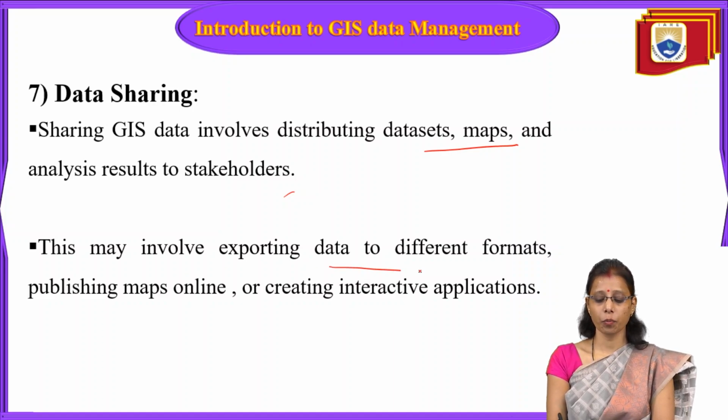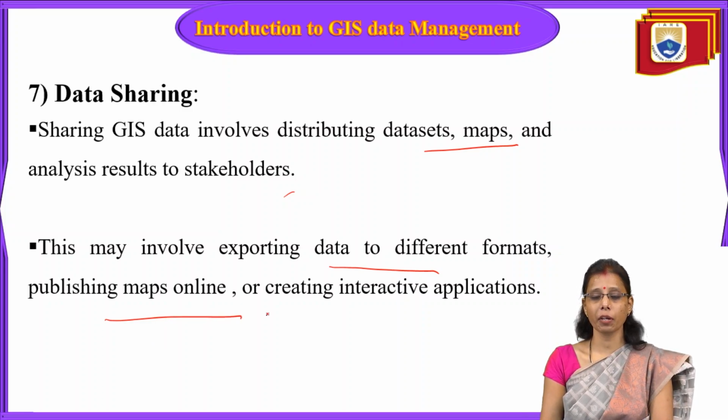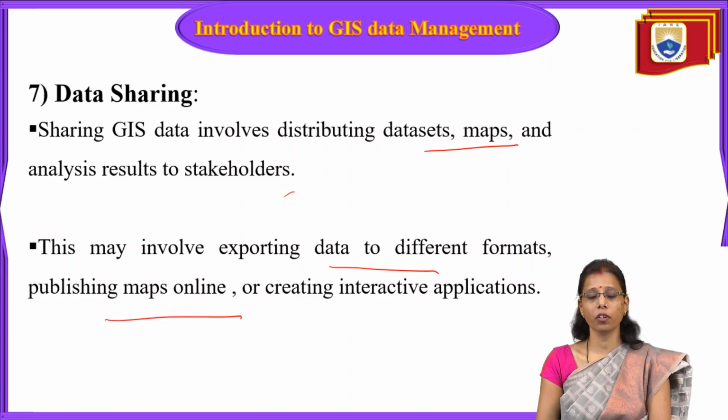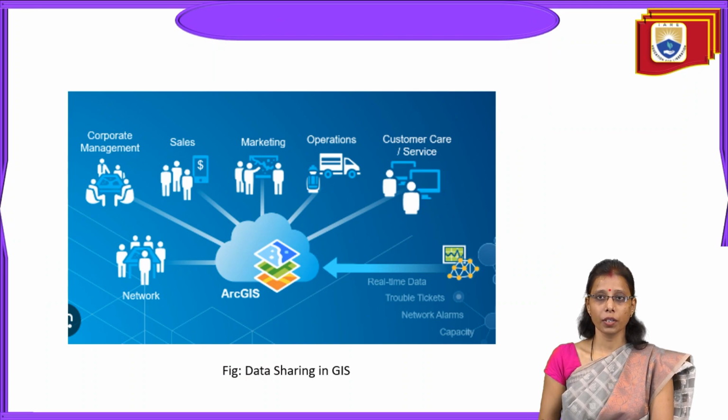This may involve exporting data to different formats, publishing maps online, and creating interactive applications. You can share the information with, let us say, your neighbors or other companies, and easily give the output of that information. Data can be given online so it can be used many times at the same time, in many places, and interactive applications can be added to the data sharing. So once the data is added in the GIS data management, the data sharing is easy.